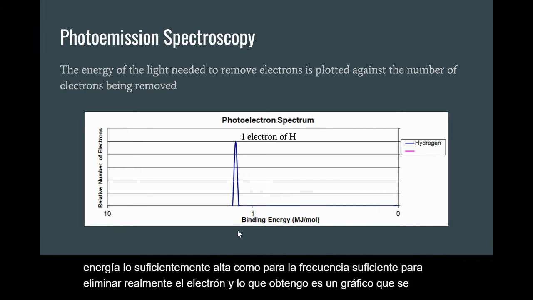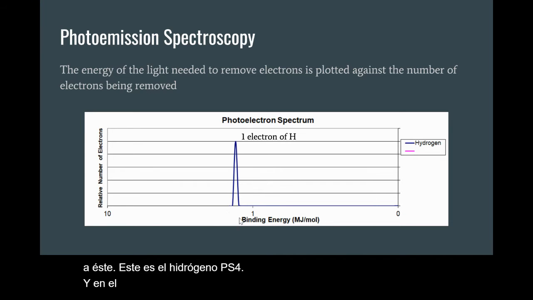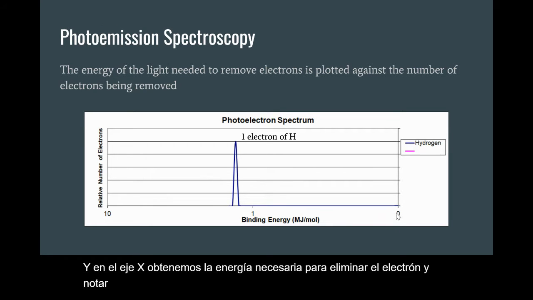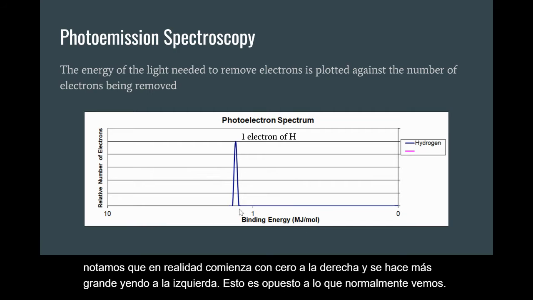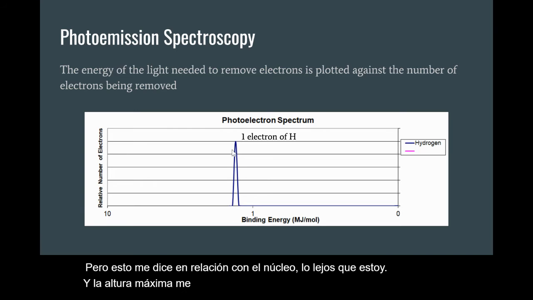This is the PES for hydrogen. And on the x axis, we get the energy needed to remove the electron. And notice that it actually starts with 0 on the right and it gets bigger going to the left. This is opposite of what we normally see. But this tells me relative to the nucleus how far away I am. And the peak height is going to tell me how many electrons are there.